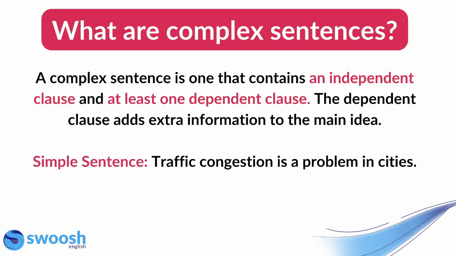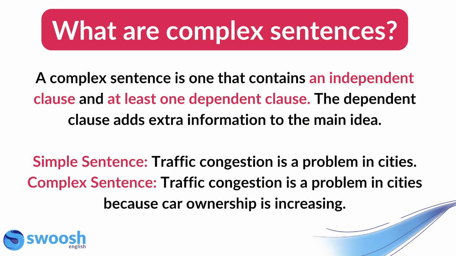Looking at an example then, this is a simple sentence. Traffic congestion is a problem in cities. We have our subject, our verb, and our complement or object. Looking now at a complex sentence, traffic congestion is a problem in cities because car ownership is increasing. So we've made this sentence complex by adding a dependent clause. Car ownership is increasing. Now, if this idea of dependent and independent clauses is confusing to you, don't worry.